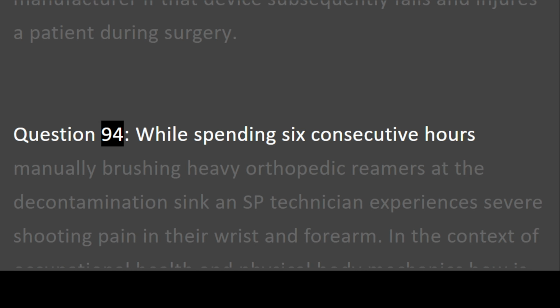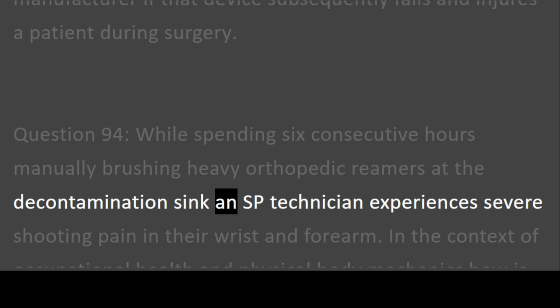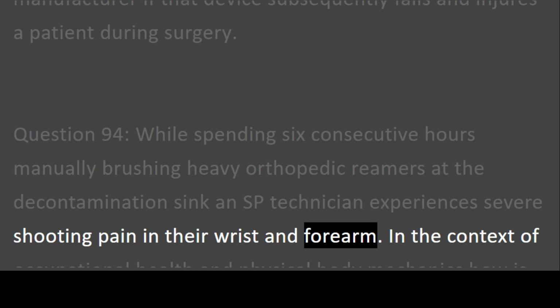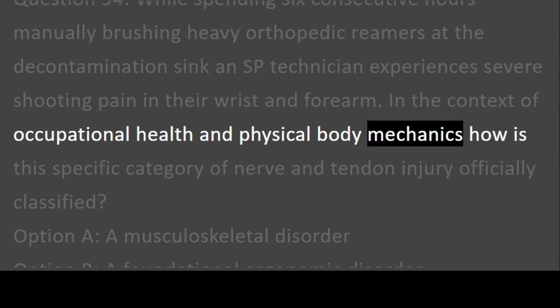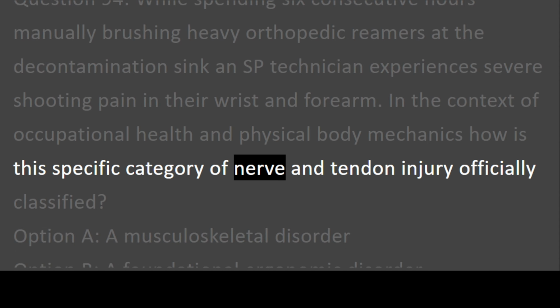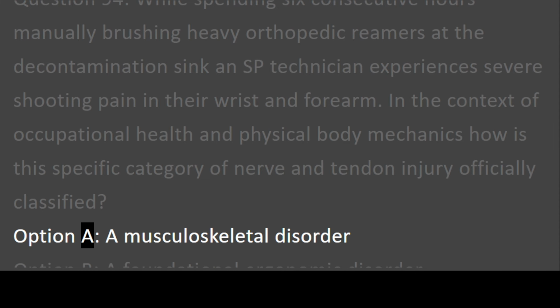Question 94. While spending 6 consecutive hours manually brushing heavy orthopedic reamers at the decontamination sink, an SP technician experiences severe shooting pain in their wrist and forearm. In the context of occupational health and physical body mechanics, how is this specific category of nerve and tendon injury officially classified? Option A. A musculoskeletal disorder.